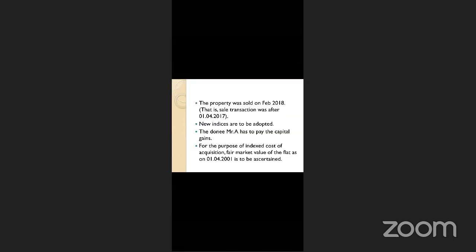Okay, let's go one by one. The property was sold in February 2018. This sale transaction was after 1/4/2017, so as I said, April 2017, it is after 2017. That is why we are taking the base year as 2001-02. If it was before 1st April 2017, we have another table, that is base year 1981 up to 2017. So here in this case we have to use only the new base year 2001-02. New indices are to be adopted.